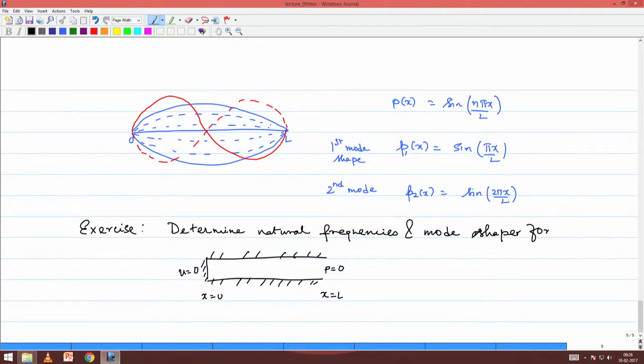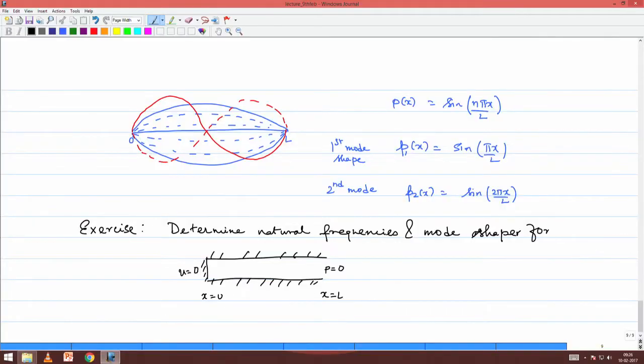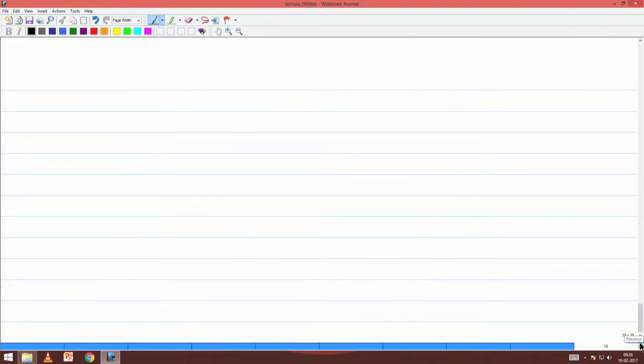The example that I have given is with both ends rigid. You have to work out another example where one side is rigid and the other side has pressure equal to 0, but essentially the idea is just the same. You have to invoke these two boundary conditions and you have to work it out to see where you get to. Okay. So, now we will move to another example.